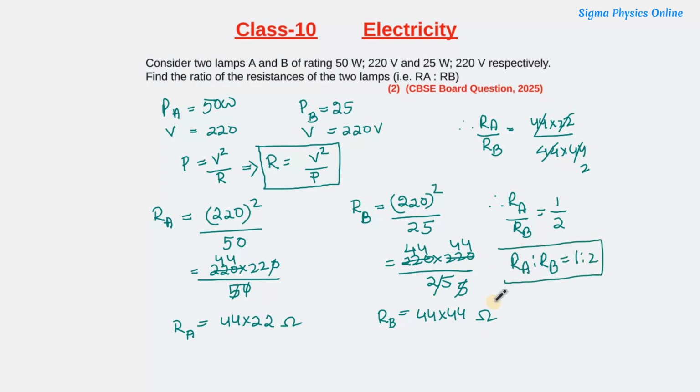So this is the final answer. Now this is the reason I did not multiply these numbers, because while solving for the ratio, it will be easier for us to reduce it and hence find the answer very easily.